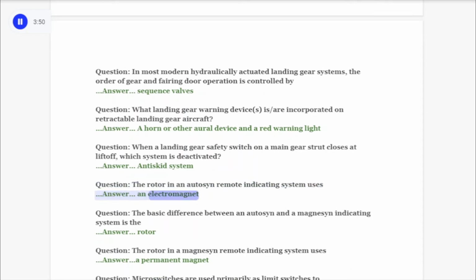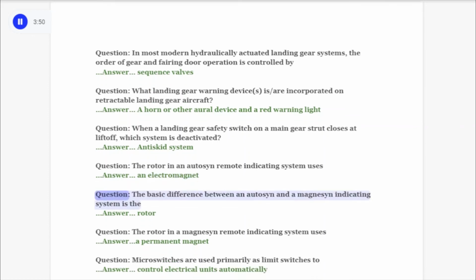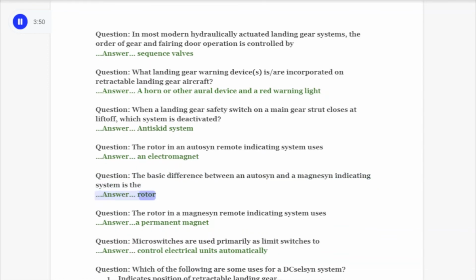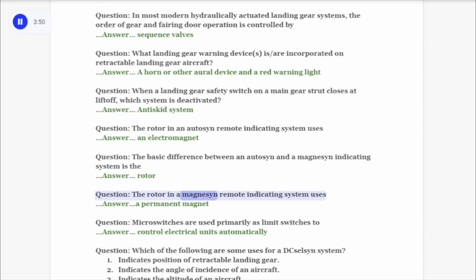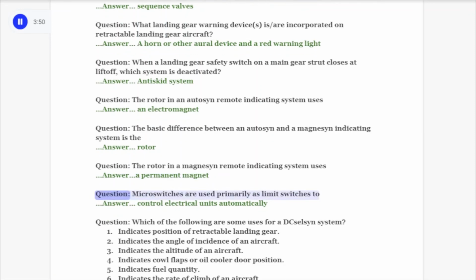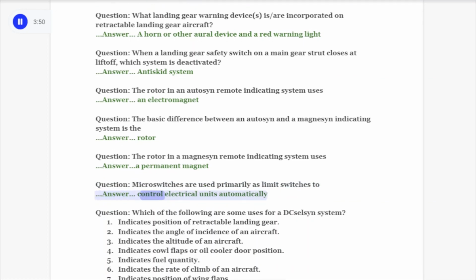Question, the rotor in an Autosyn remote indicating system uses? Answer: an electromagnet. Question, the basic difference between an Autosyn and a Magnesyn indicating system is the? Answer: rotor. Question, the rotor in a Magnesyn remote indicating system uses? Answer: a permanent magnet. Question, microswitches are used primarily as limit switches to? Answer: control electrical units automatically.